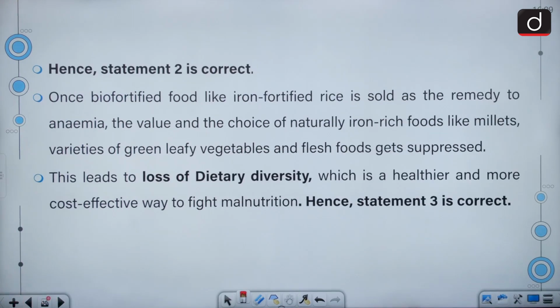Moving ahead, once biofortified food like iron fortified rice is sold as the remedy to anemia, the value and the choice of naturally iron-rich foods like millets, varieties of green leafy vegetables, and flesh foods get suppressed. This leads to loss of dietary diversity, which is a healthier and more cost-effective way to fight malnutrition.